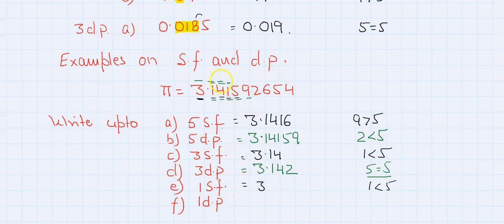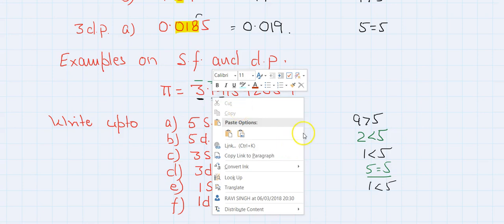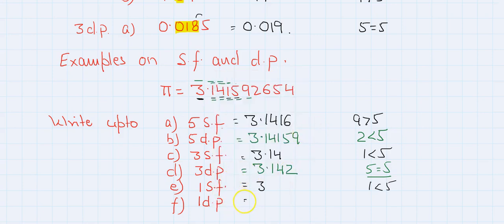One decimal place. Now we count from the decimal. So the first decimal place is 1. So it's going to be 3.1 because the next number is 4 and 4 is also less than 5.